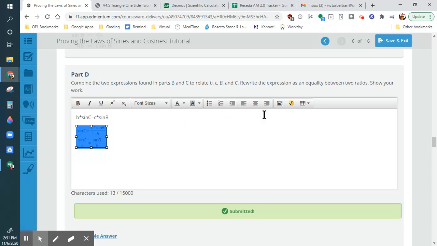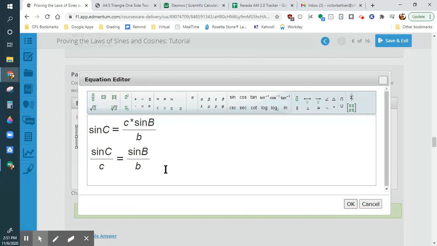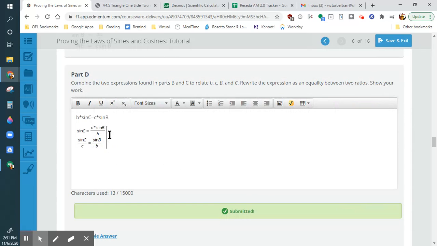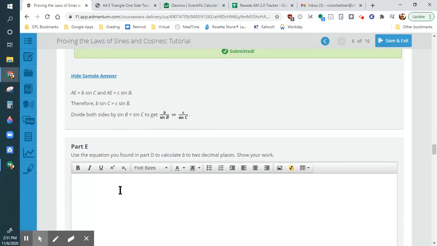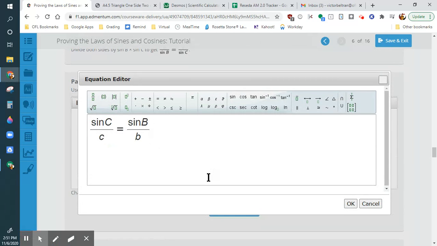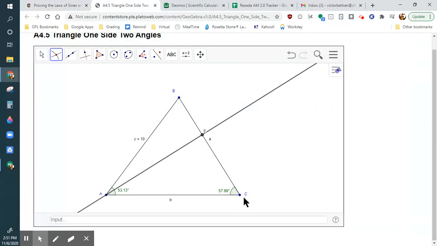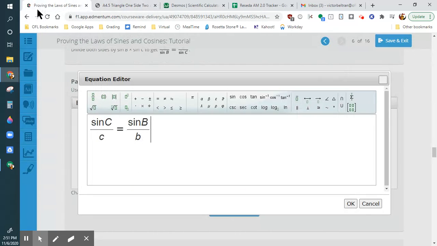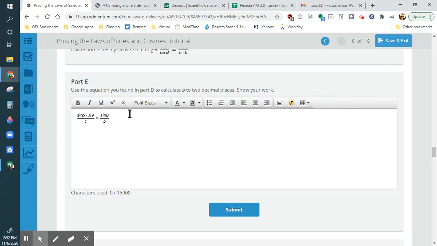I'm just going to grab this, just copy this. In case you wondered what I just did, I highlighted everything I had done with the equation editor and then went into the equation editor. This allows me to just paste what I copied. But now I'm going to replace my variables. So angle C was 57.99. Let me check something out.